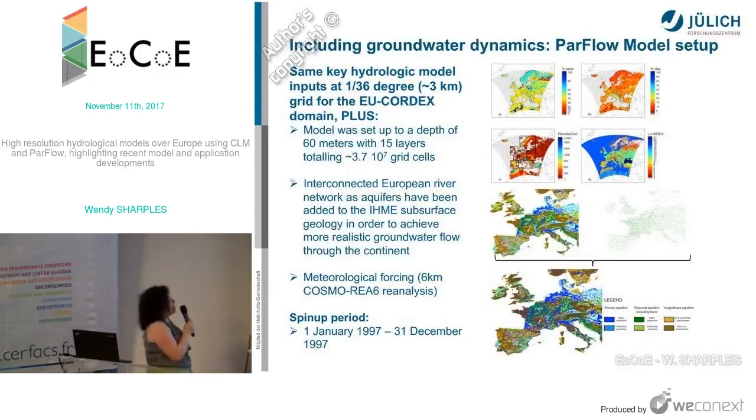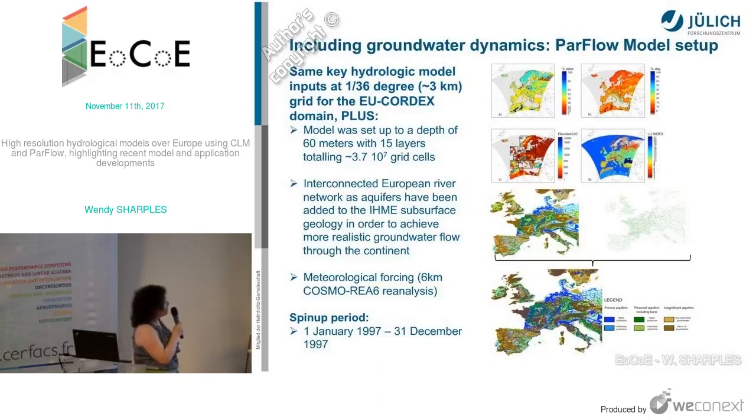Okay, so now looking at the same model, but now we're including groundwater dynamics. We use ParFlow for this, so we've got the same key hydrological model inputs at 3 kilometres, plus this model was set up to a depth of 60 metres with 15 layers, so there's 3.7 times 10 to the 7 grid cells, and this is not a column model, this is a fully 3D dynamic model, unlike CLM. And interconnected European river networks and aquifers have been added to the IHME subsurface geology in the bottom figure, in order to achieve more realistic groundwater flow through the continent.